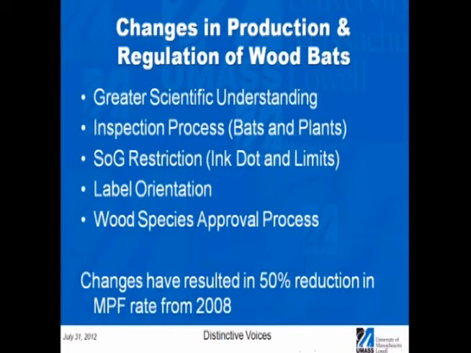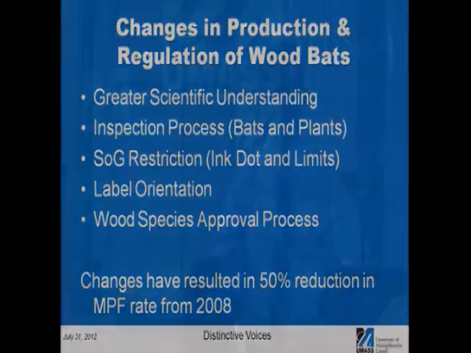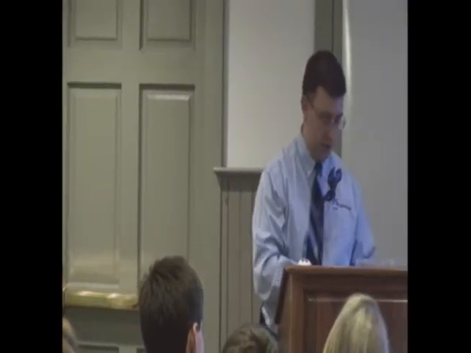Wood species, there's also a wood species approval process. So part of the research that we were looking at was what has to be looked at, how do you study that, and we studied that for yellow birch, and yellow birch fared quite well. And since those changes have been implemented, and most of those were implemented in 2009 and some in 2010, and manufacturers are getting better at complying with them, there has been a 50% reduction, which still represents a fairly large number of multi-piece failures. So that work is continuing.